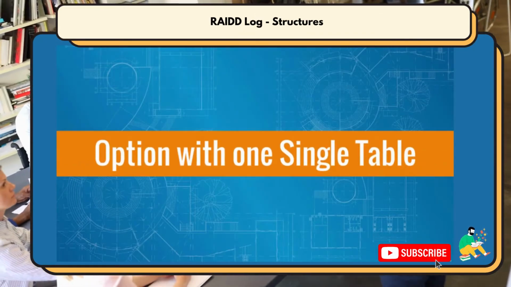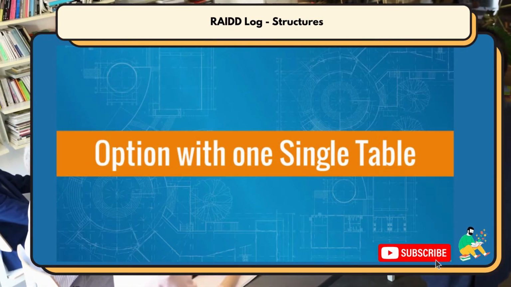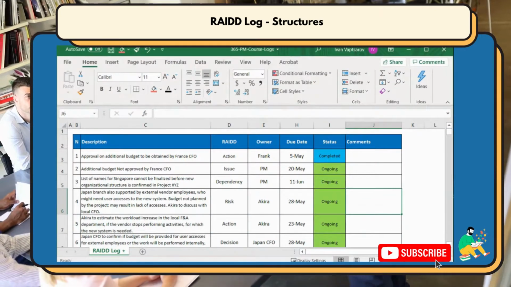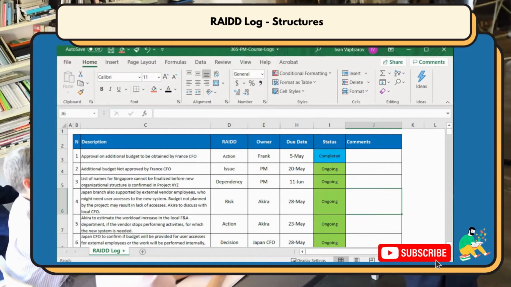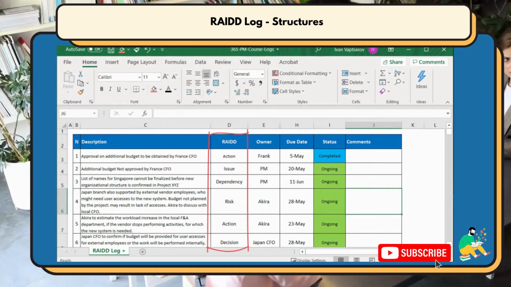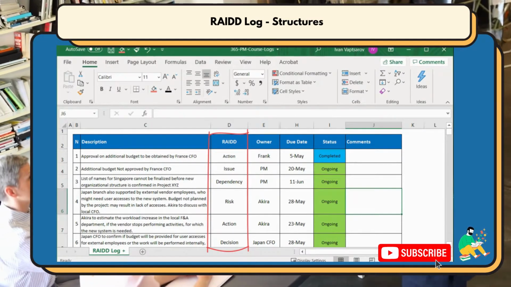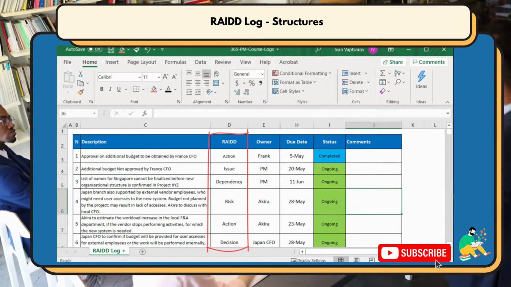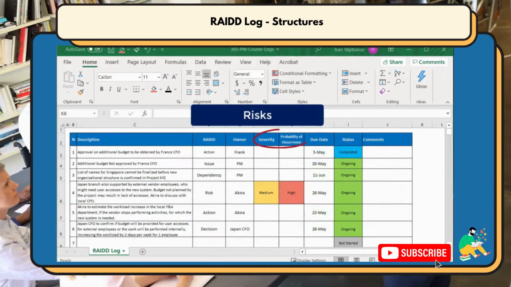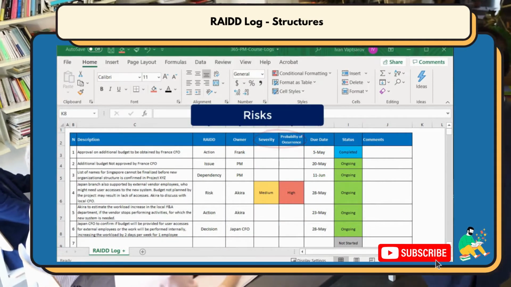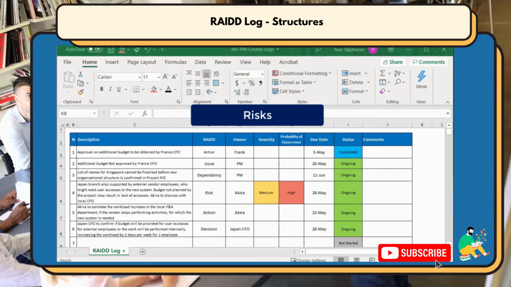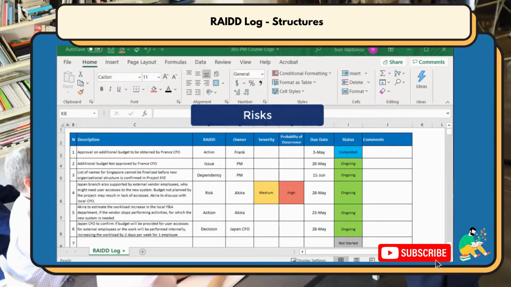Option with one single table. As described in the previous lessons, it is quite convenient to have everything in one file, even in one table. On the other hand, the different nature of the events, risks, actions, etc. may require different columns. For example, we already know that whenever managing risks, we need to add severity and probability of occurrence. We can add those two columns in our RAID table, but you need to agree this table will become too heavy.